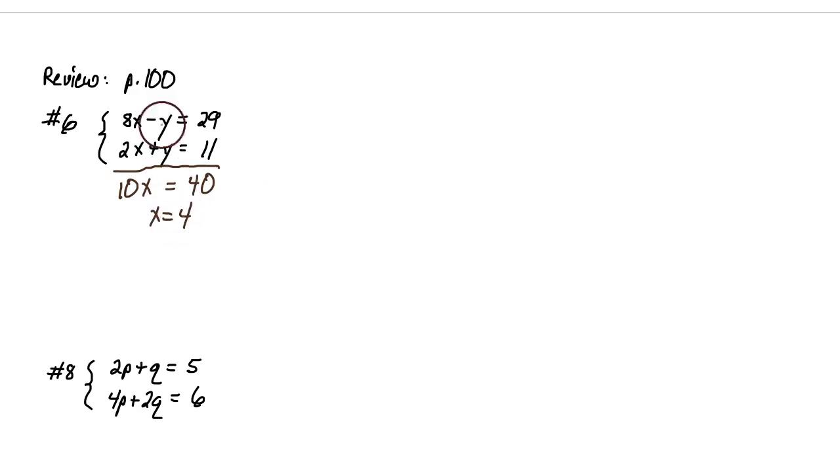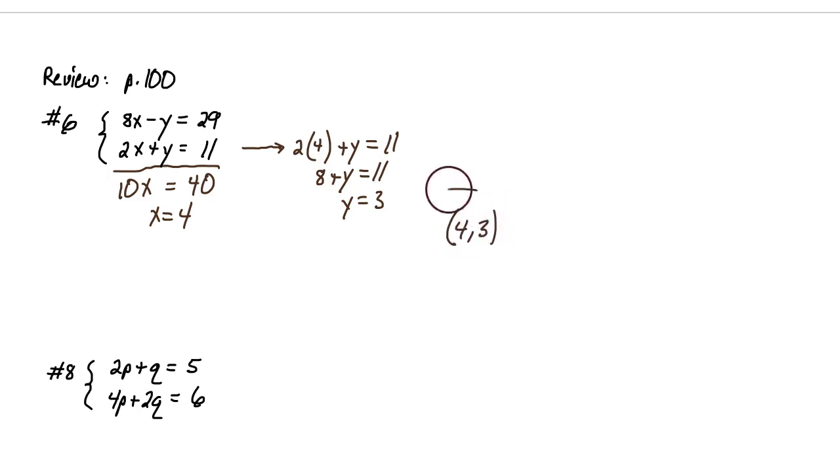Take that value of x and substitute it into either the first equation or the second equation, whichever one looks like the easier one to use. I think the second equation looks simpler than the first one. So where x is, fill in 4. This makes 8 plus y is equal to 11. Therefore, y equals 3. Our ordered pair is 4, 3.